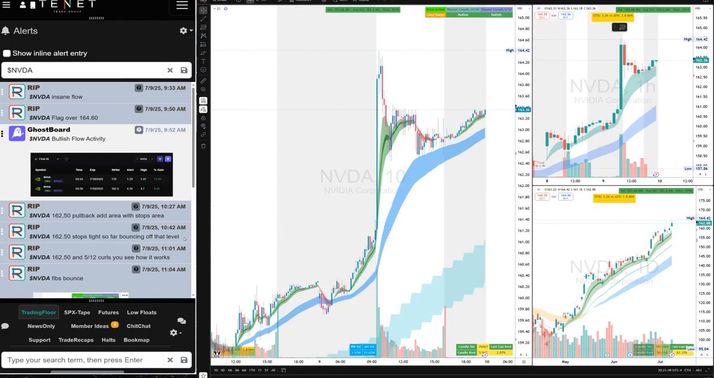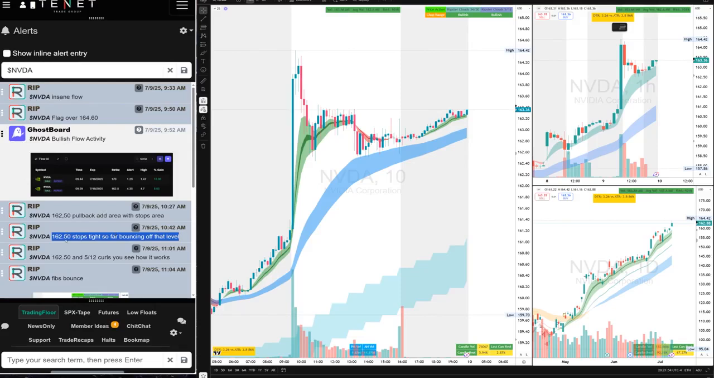And then what happened? Well, I gave the stops of 162.50. Look here, I gave the 162.50 as a pullback add level, so you can add at that. And look here, it came right into that 162.50 and bounced from here.